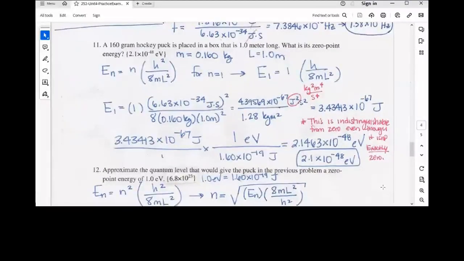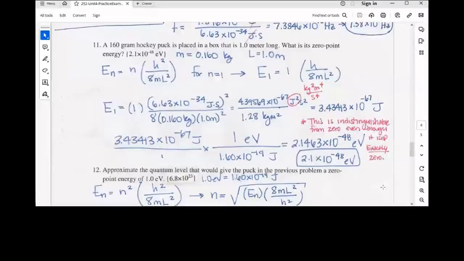Number 11, a 160-gram hockey puck is placed in a box that's 1.0 meter long. What is its zero point energy? So unlike the classical physics that we talked about in semester 1 and the bulk of semester 2, this hockey puck that has a mass that's known is not going to have a stationary state that corresponds with E being equal to 0. To say that another way, there does exist a minimum energy that corresponds with the n is equal to 1 state. And that minimum energy is the zero point energy we're looking for.